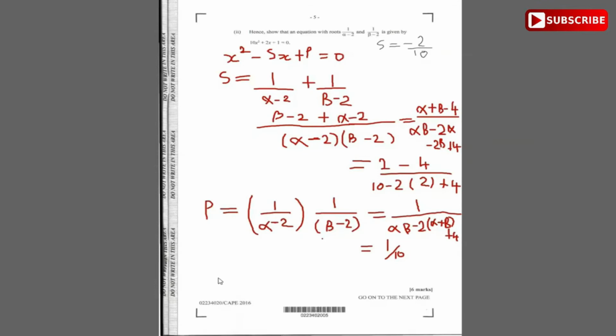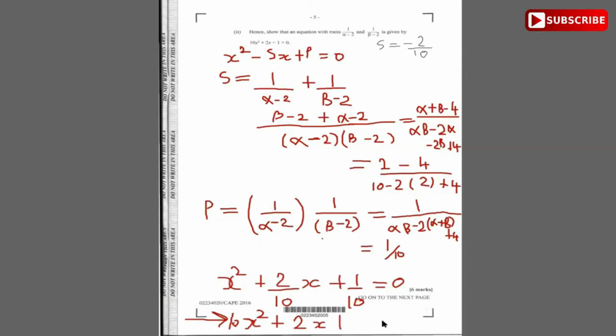The new quadratic equation is going to be x squared minus the sum, and minus the sum becomes plus 2 over 10 times x, plus the product, which is plus 1 over 10, and that's equal to 0. So all I have to do now is multiply through this equation by 10, and that will give me 10x squared plus 2x plus 1 is equal to 0. And that's how we prove this question.